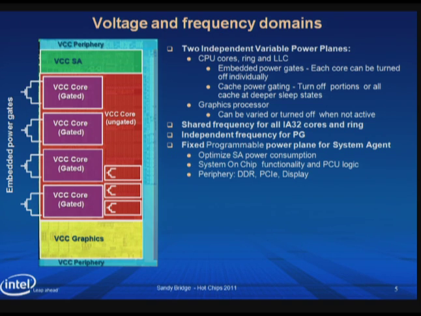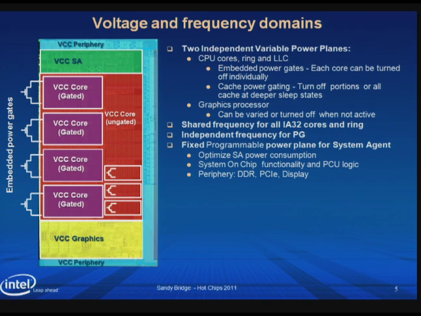We have two variable power planes on Sandy Bridge. One of them covers the CPU, the ring, and the cache. It is a single power plane shared by all the components, and therefore they all move up and down together and run at the same frequency. Each core has its own power island that can be turned completely off using power gates. So when we go into deeper C states like C6 and below, we just save the content of the core into one of the ways of the cache, and then we can totally shut off the core and save the leakage of the part.